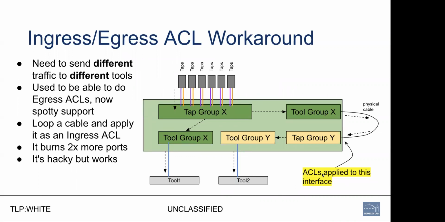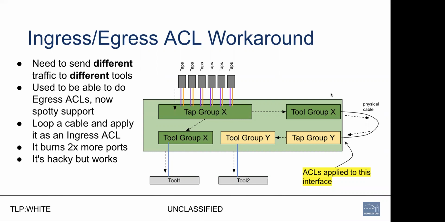If you need to do an egress ACL for some reason and you can't, what you can do instead is just apply it as an ingress ACL and use this little hacky workaround of installing a cable between two interfaces. Basically you would configure your tap group here. So it could go down and send to your tool here, like normal, or it can send over to that looped cable. And then you can apply the ACL as the traffic re-enters your switch here in a different group and send it to your tool.